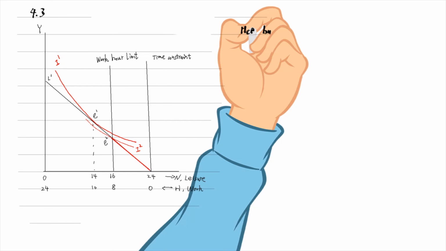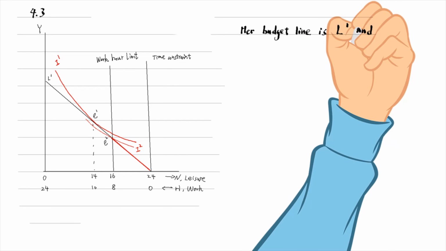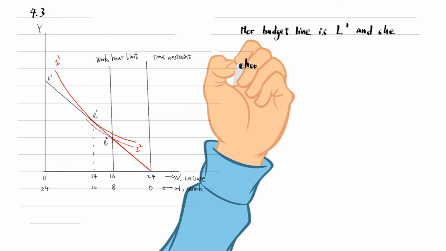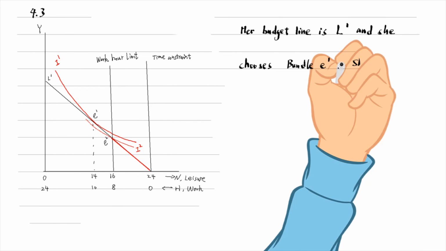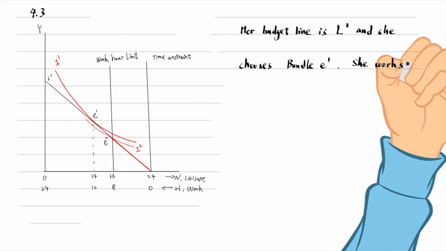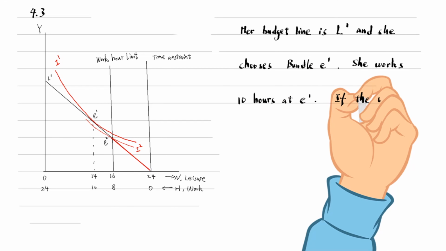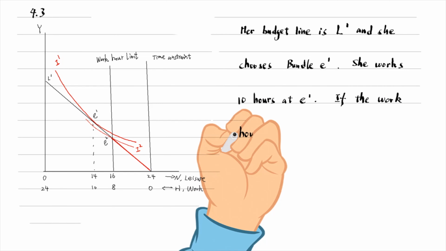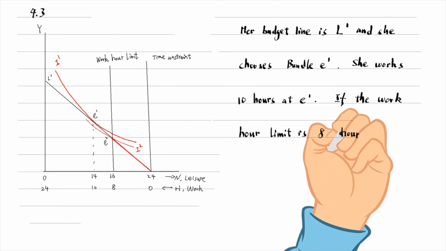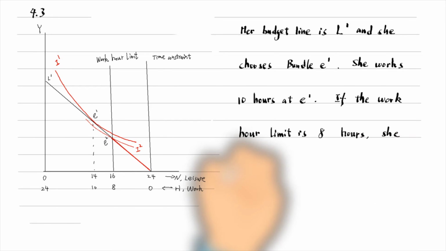Her budget constraint is L1, and she chooses bundle E1, where her budget line is tangent to the indifference curve I1. She works 10 hours at E1. If the work hour limit is 8 hours, she has to choose the corner solution, E2.